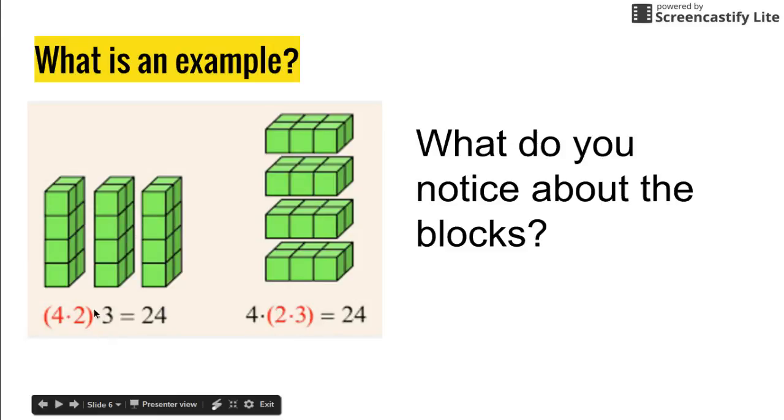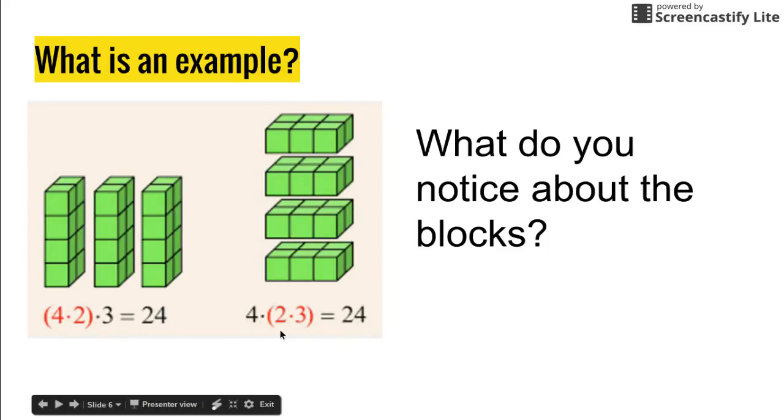And then they said, okay, I need 3 of those. So they did a segment here, which was 4 by 2. And then they did it 3 times. So this would be a 4 by 2 by 3, but the very first thing they did was what was in parentheses here. It's not because it's first in sequential order. It's because it was in parentheses.